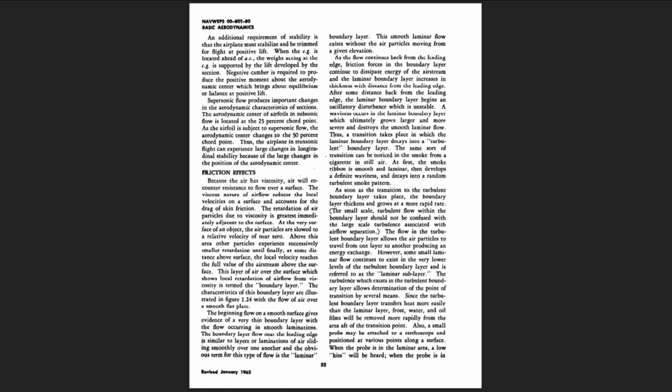When the CG is located ahead of AC, the weight acting at the CG is supported by the lift developed by the section. Negative camber is required to produce the positive moment about the aerodynamic center which brings about equilibrium to balance at positive lift.